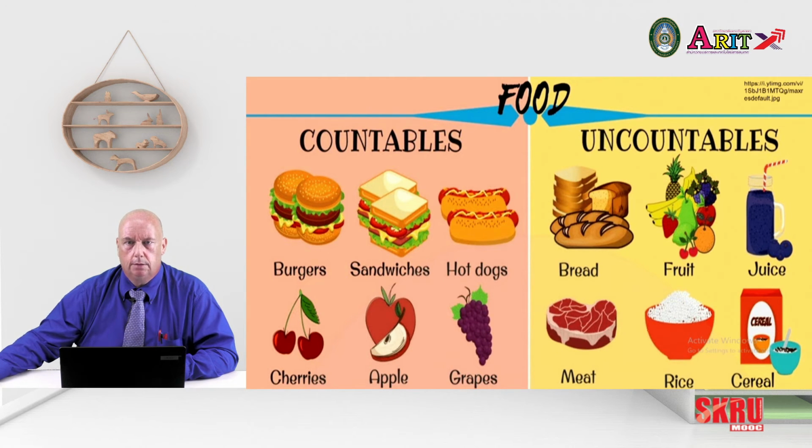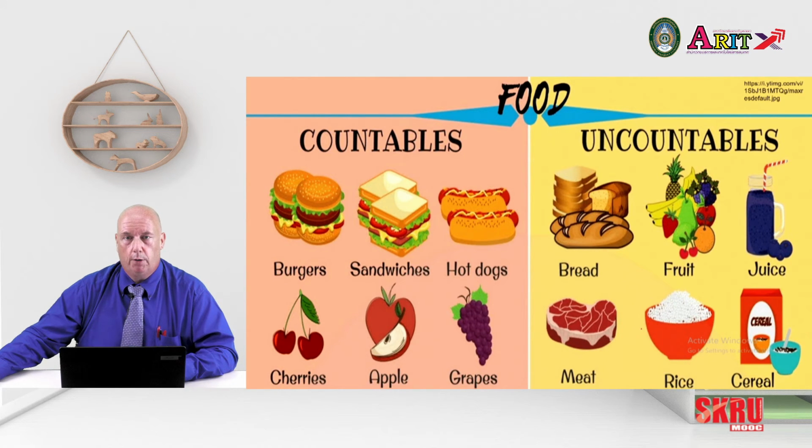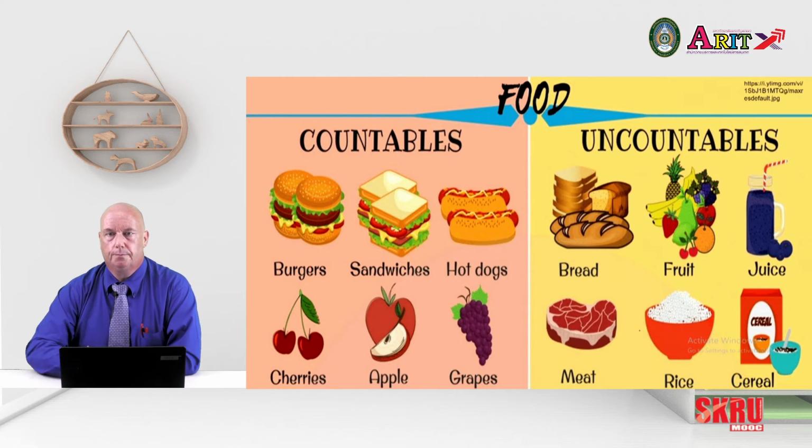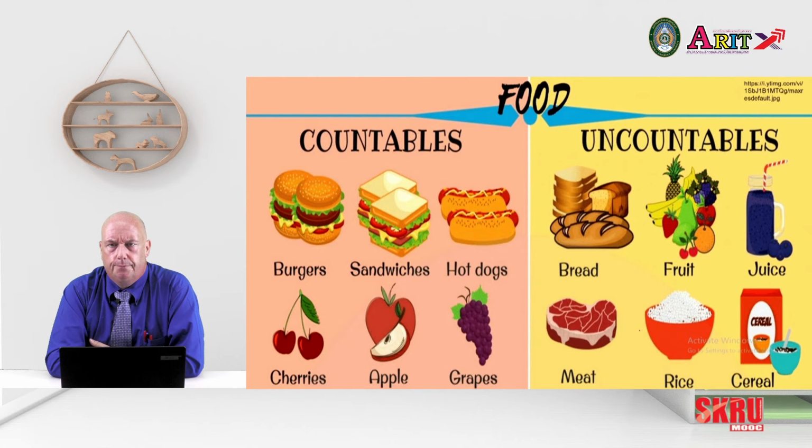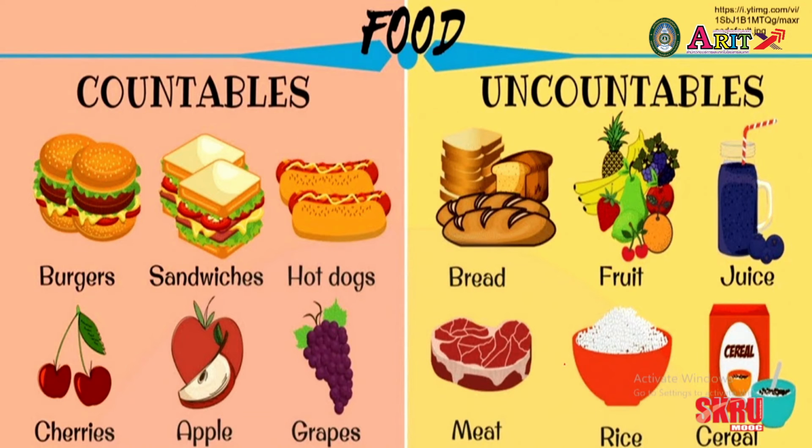Each loaf of bread, you could have 2 loaves. Loaf is a countable noun, but the bread itself is uncountable. Fruit, an uncountable noun. Juice, as we mentioned, any liquid. Meat, rice, and cereal. I'm not going to go into too many examples, but one thing I want to point out: many nouns in English can be both. They can be countable and uncountable, depending on how we use them.